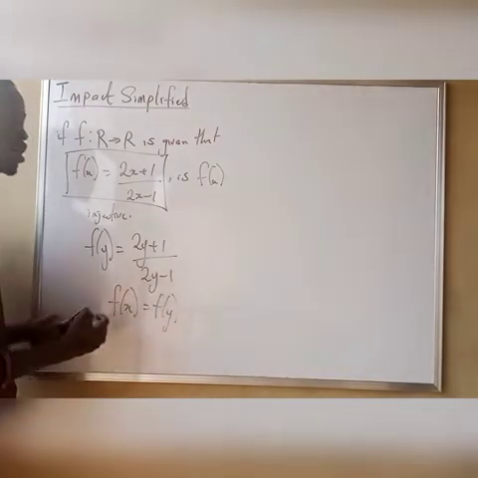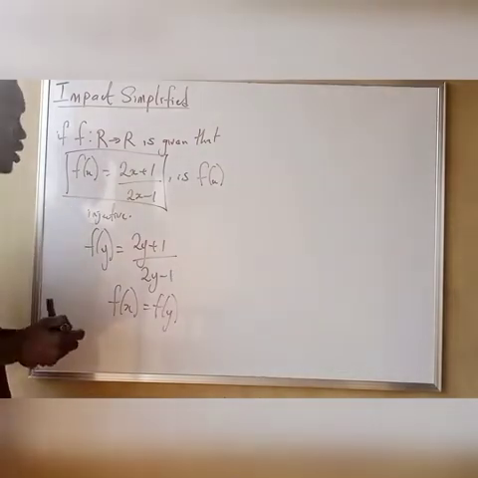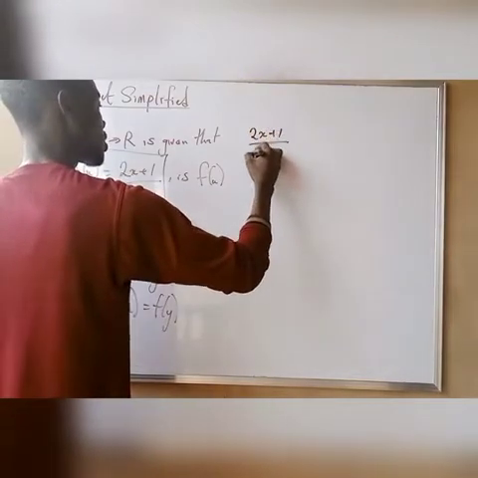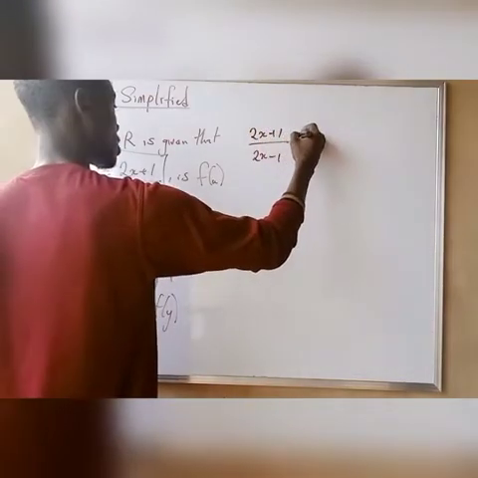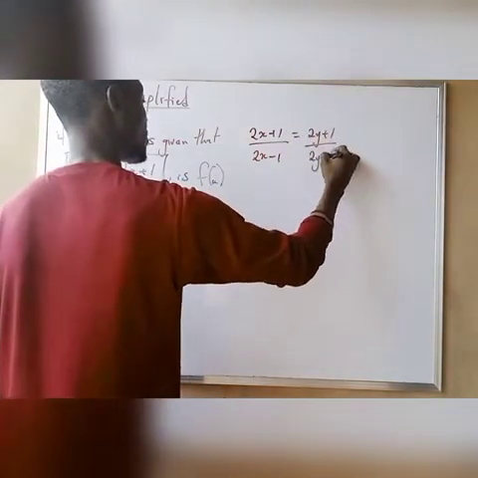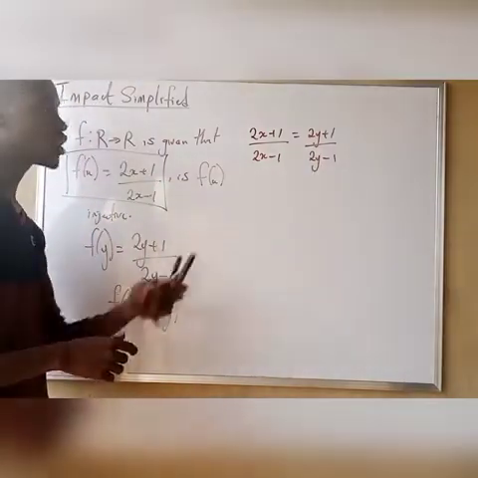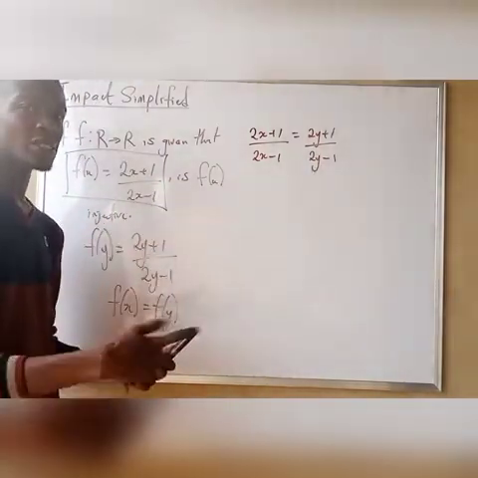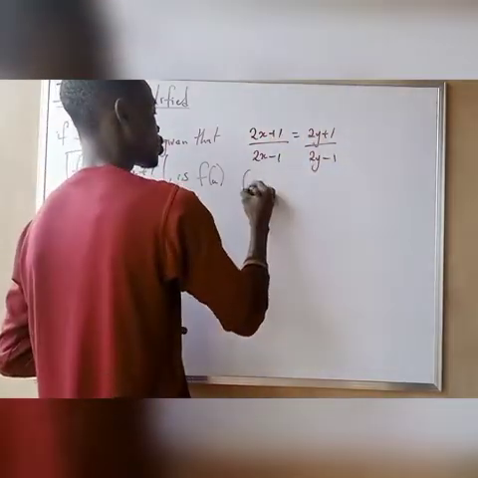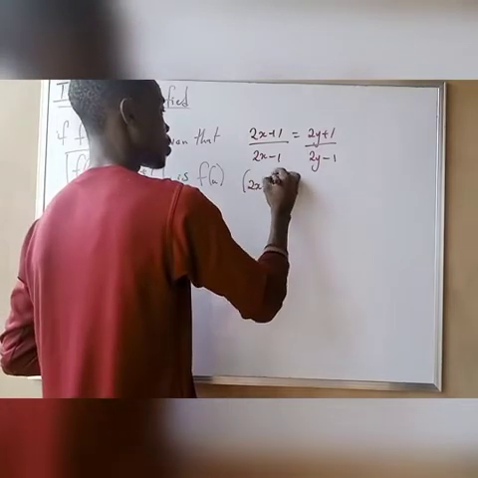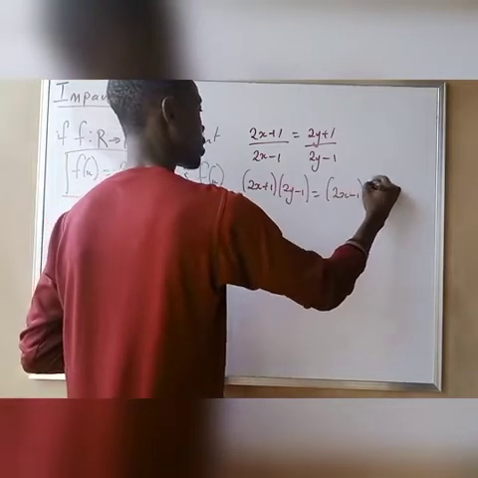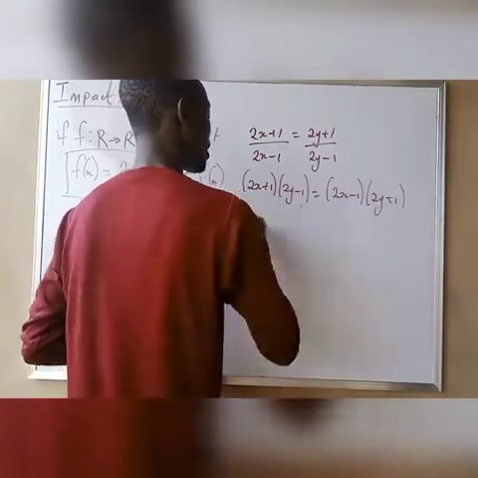After that, what are we going to do? You are to equate your f of x to f of y. Do we get that? So if you are equating your f of x to f of y, we have 2x plus 1 over 2x minus 1 is equals to 2y plus 1 over 2y minus 1. And if we can make this function to be equals to x is equals to y, that means the function is injective. So let's attempt. So that means we have to cross multiply. That will give us 2x plus 1 times 2y minus 1 is equals to 2x minus 1 times 2y plus 1.